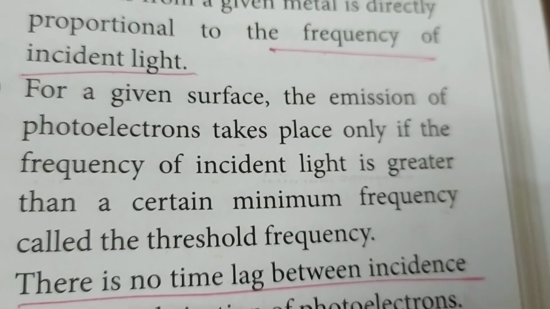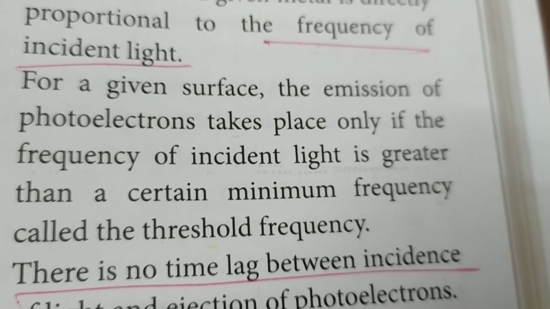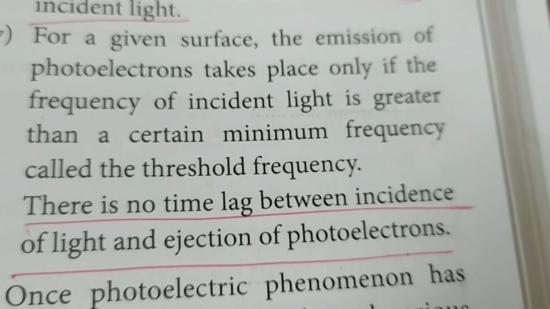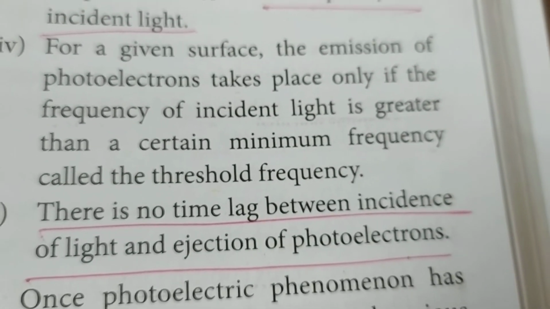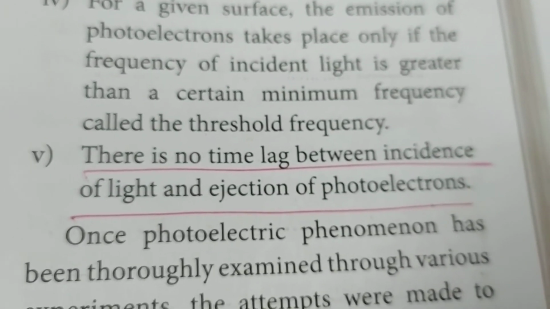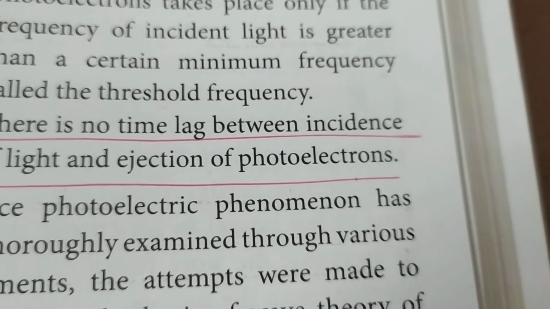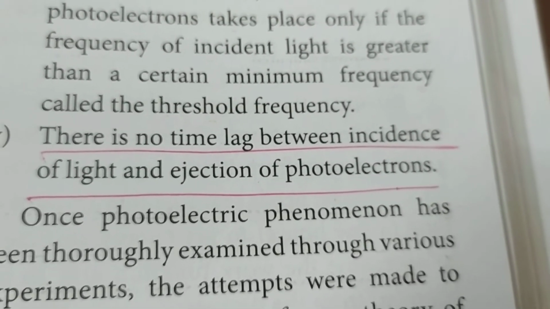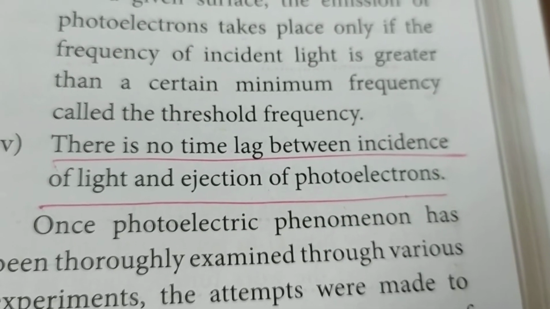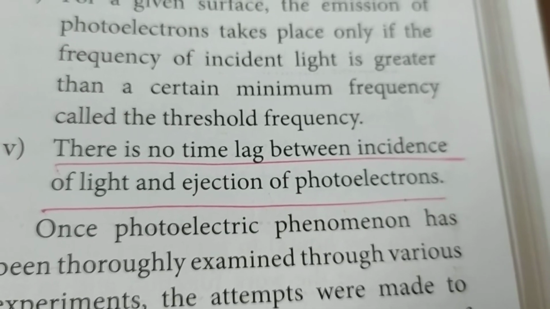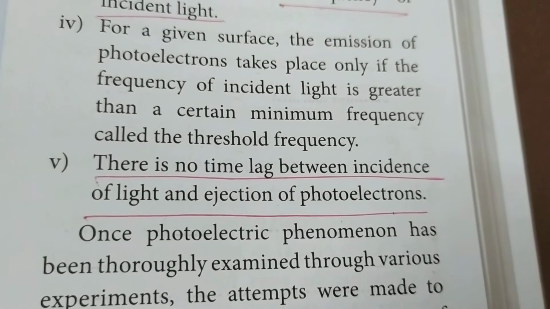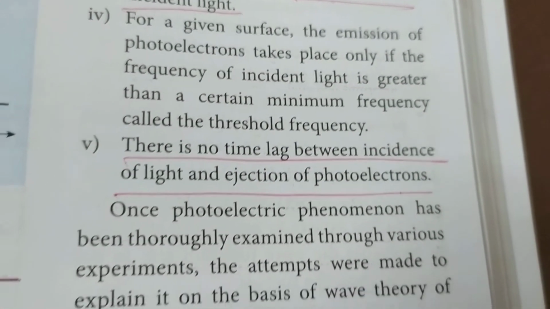Next, the emission of photoelectrons will take place only if the frequency is greater than a particular frequency, and this frequency is called the threshold frequency. Below this threshold frequency there is no emission of photoelectrons. That is the main point. And there is no time lag between incidence of light and ejection of photoelectrons. That is, as soon as the light falls on the metal, the electrons are emitted, and there is no time required for the emission of electrons. These are the laws of photoelectric emission, five points in all.